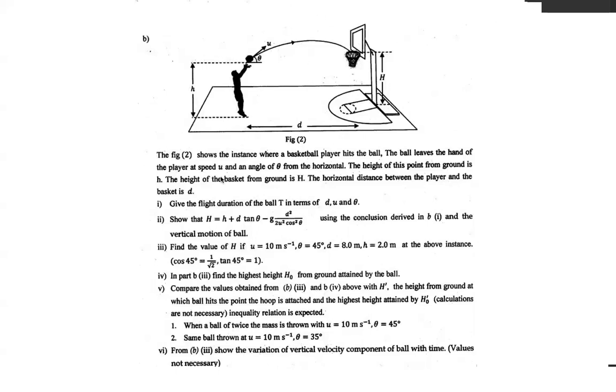Let's get started. Figure 2 shows the instance where a basketball player hits the ball. The ball leaves the hand of the player at speed u at an angle theta from the horizontal. The height of this point from the ground is simple h. You can see that, yes. The height of the basket from the ground is capital H, alright. The horizontal distance between the player and the basket is simple d, right.